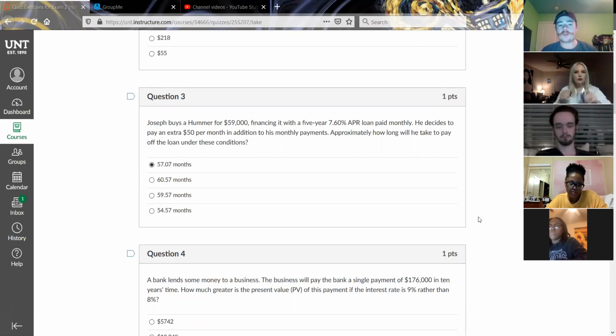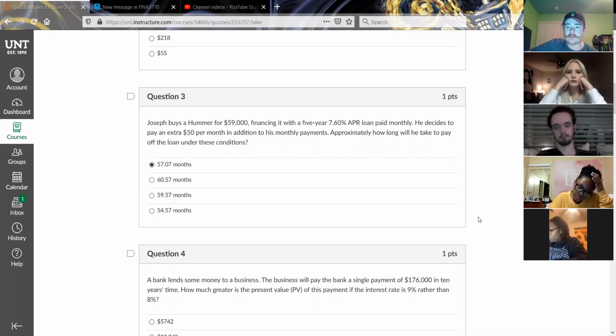So Joseph buys a Hummer for $59,000, financing it with a 5-year 7.6 APR loan paid monthly. He decides to pay an extra $50 per month in addition to his monthly payments. Approximately how long will he have to pay off the loan under these conditions? So, it's a 5-year monthly payment plan. So 5 times 12 is 60. So that's what you put in for your end.